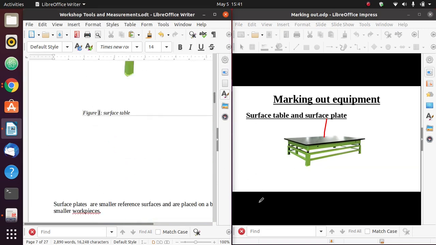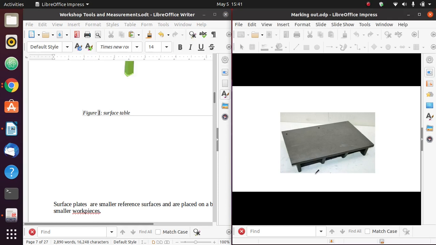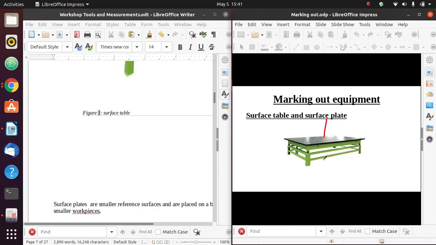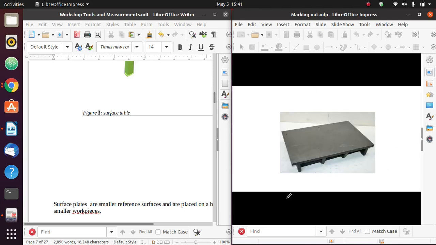Now, if I have a smaller workpiece, kama chuma yangu ni ndogo, ama plastic, then I use something known as a surface plate. This is just a smaller version, and we use this for smaller workpieces. Then I will place my workpiece on this surface plate, and then I will be able to mark the reference point from which I want to take my dimensions.